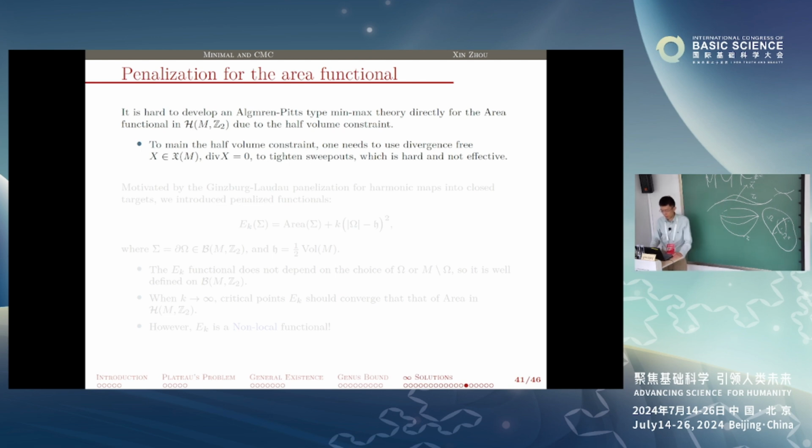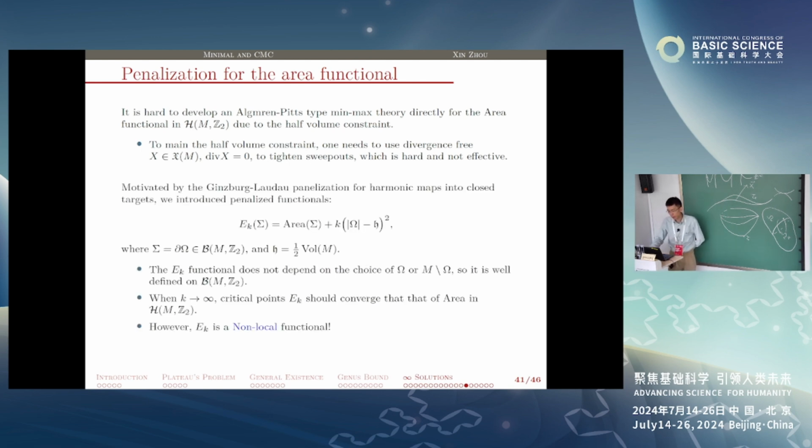Instead, I think this is the most interesting part. We consider a Ginzburg-Landau type of penalization. We were motivated by that for harmonic maps. We introduced the idea for this problem. We consider a penalized functional, that is the area of the hypersurface plus a penalized term. The penalized term is the total volume of the set minus half of the total volume, to the power of a large integer k.